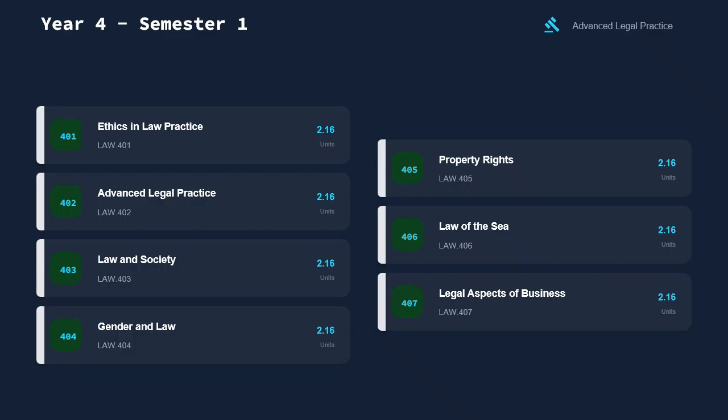Creation: intellectual property, newly discovered resources, and artificial creations. Transfer: voluntary, such as sale and gift, and involuntary, such as inheritance and foreclosure transfers.